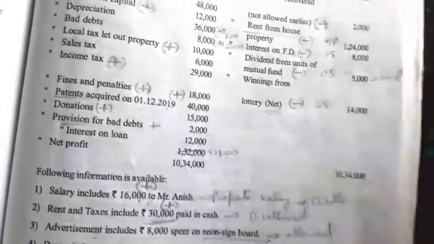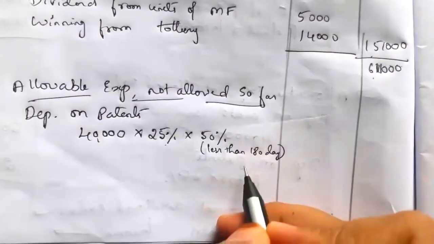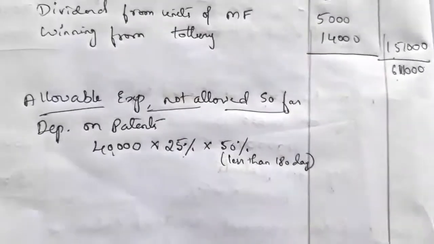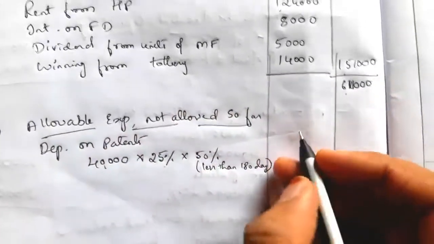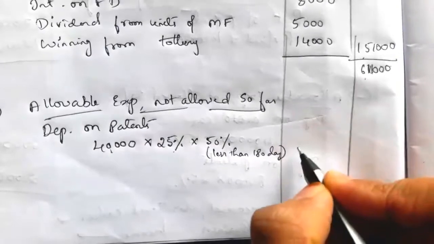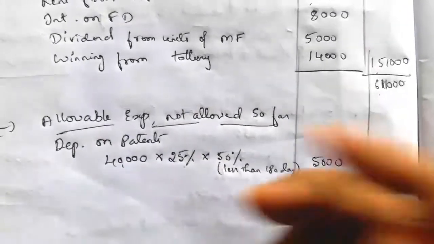But in this illustration they have given the date of purchase. When they have given the date of purchase, we have to apply the same. So it is used less than 180 days, so we have to charge 50% depreciation. So it is equal to 5,000.